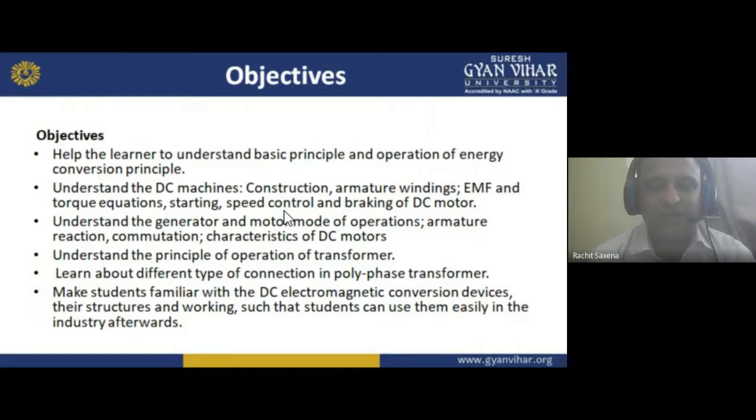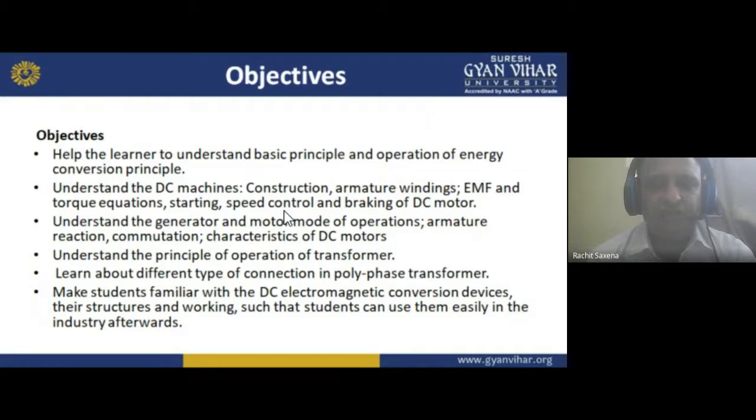That means we are converting electrical into mechanical and mechanical into electrical. One thing: if I am converting electrical to mechanical, that is a motor. And in a motor, we want to study what? We want to study the construction part. Why do we want to study construction?